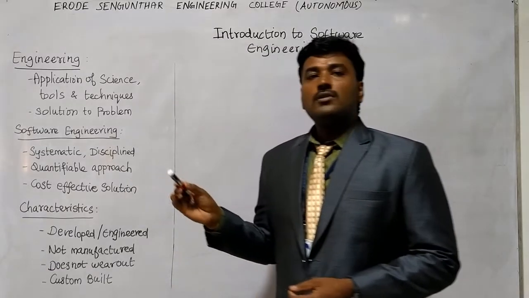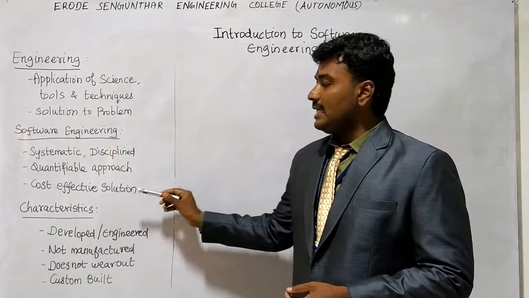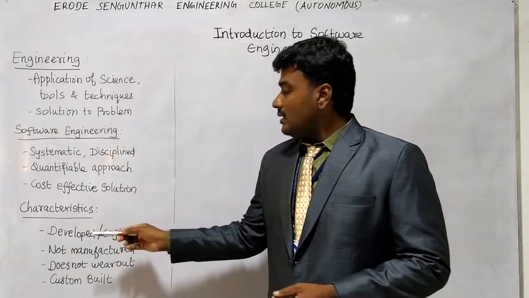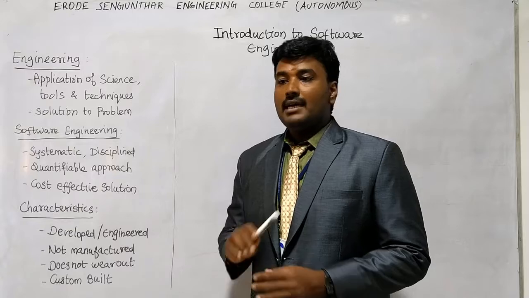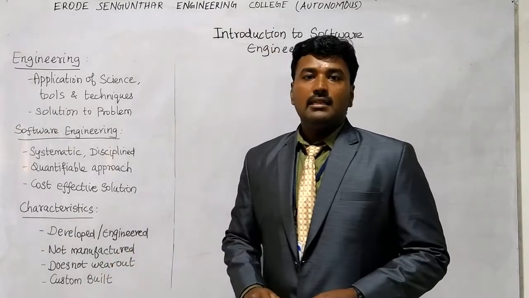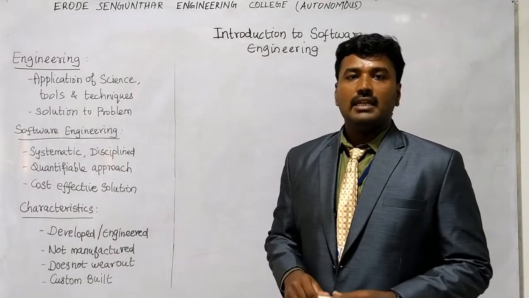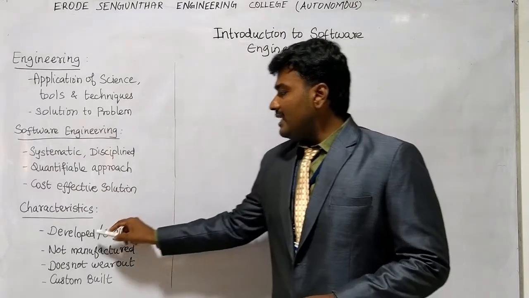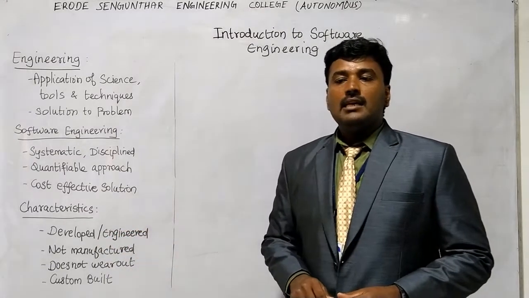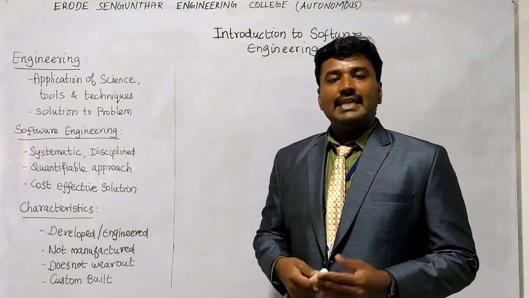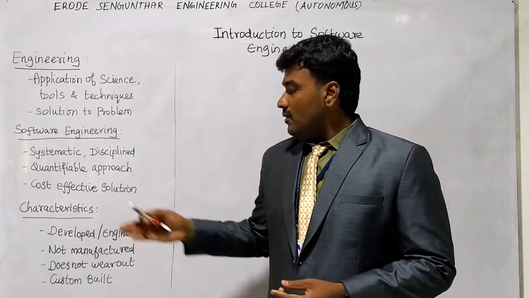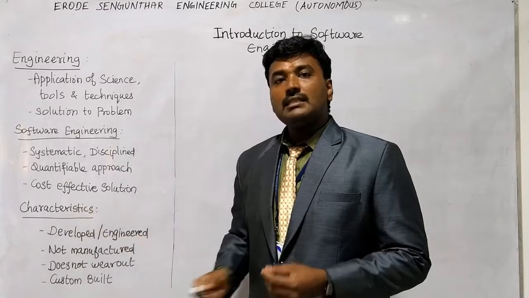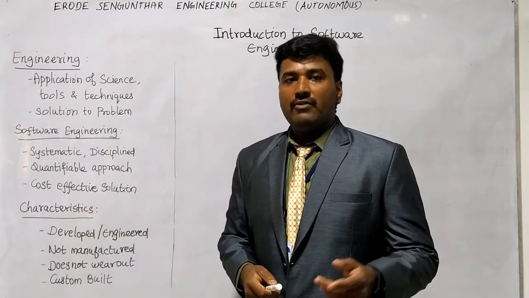The first and foremost important characteristic of software is that it is developed and it can be engineered, but it cannot be manufactured. That is the key point of software engineering. So, developed or engineered means the software can be developed only by means of a sequence of steps or procedures. So, we are mentioning it as software is developed and it is not manufactured.